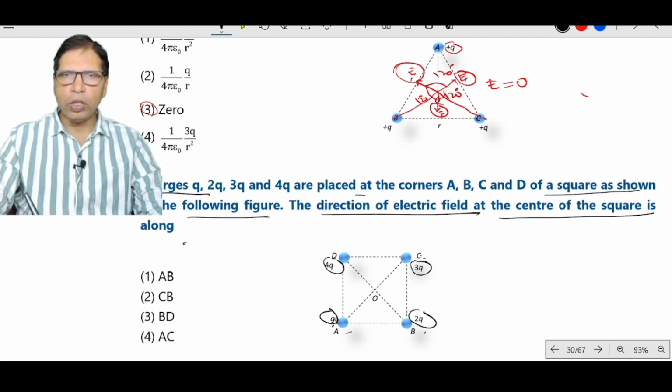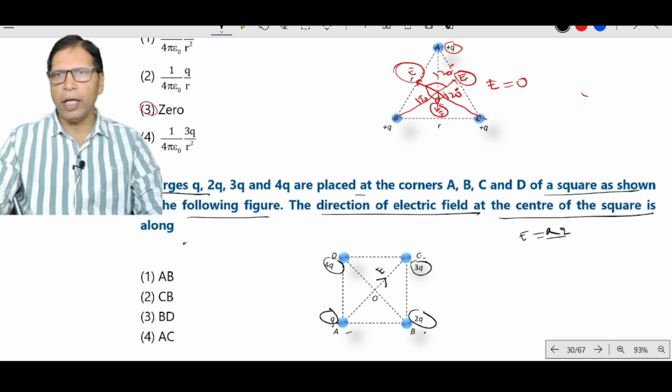Look at this. Due to Q charge, electric field is directed along this direction, and suppose this is E. The magnitude of E is kQ by r squared. And the electric field at O due to 3Q charge is obviously 3E. So look at this, this is 3E. In the same way, the net electric field is directed along this direction.